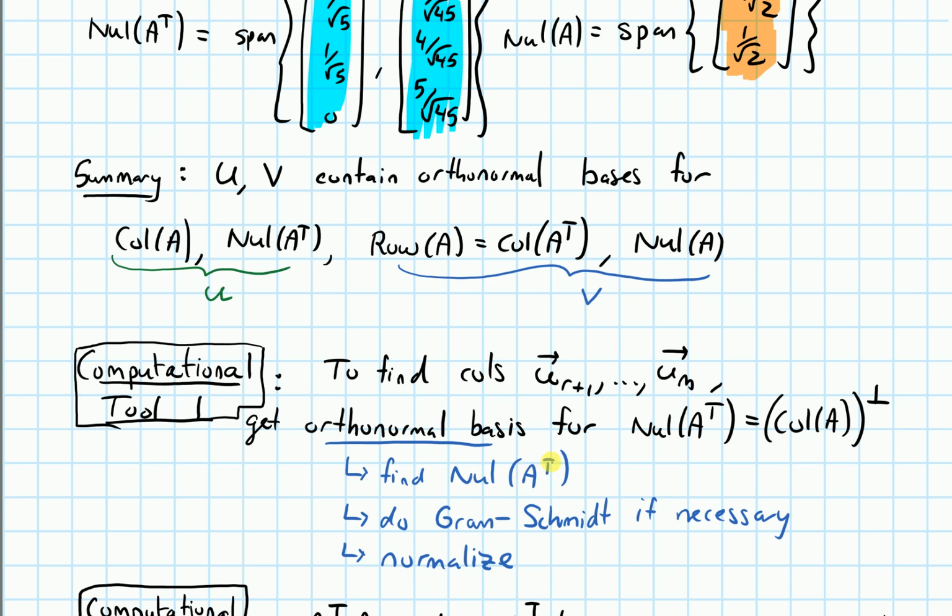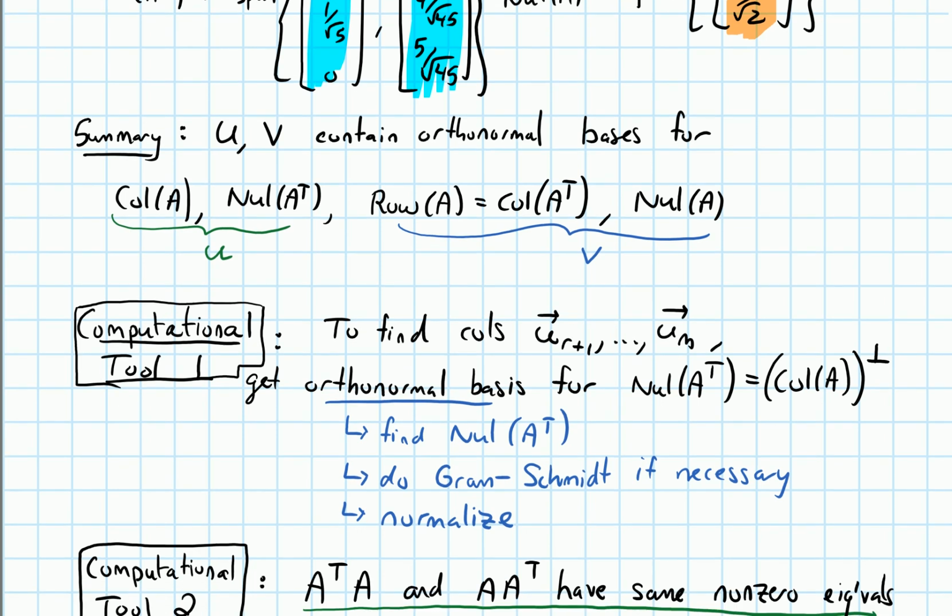And when we find a basis for this thing, it's not necessarily going to be orthogonal right away. And it's definitely not necessarily going to be orthonormal right away. So we're going to have to do Gram-Schmidt possibly. And then after doing Gram-Schmidt to get an orthogonal basis, then we're going to have to normalize. Okay.